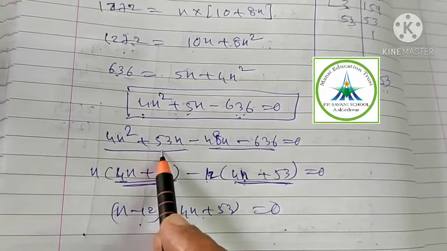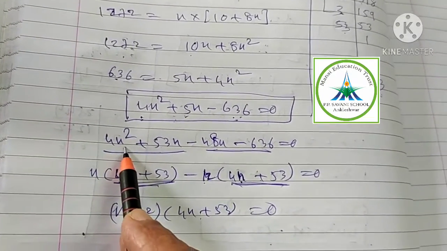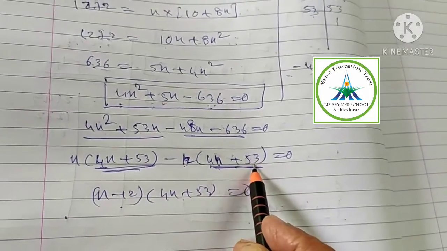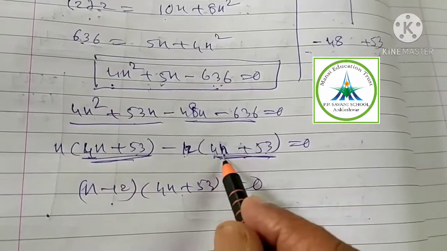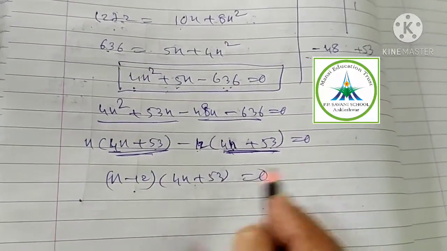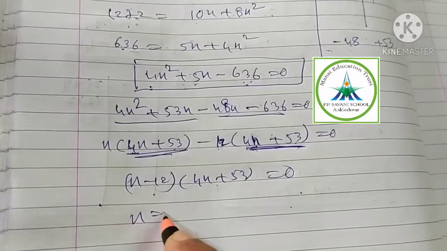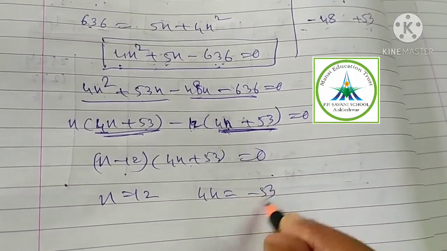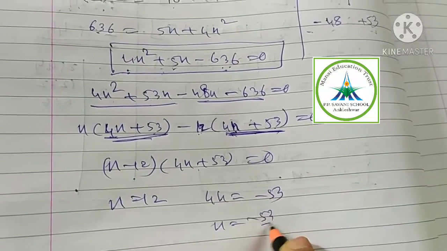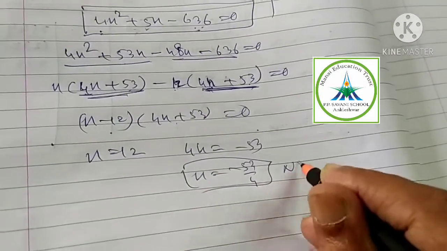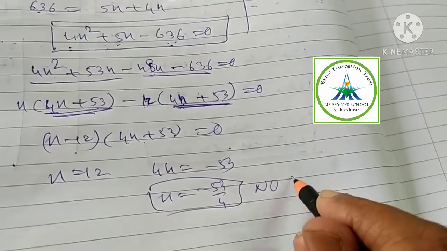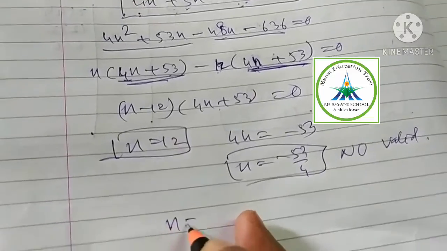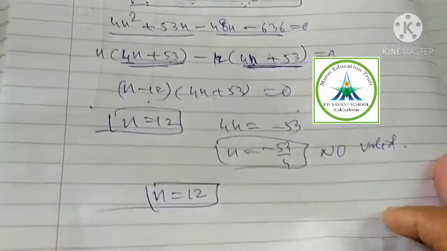4n square plus 53n, n is common. 4n plus 53, minus 12 common, 4n plus 53, because here it is 4n plus 53, so the second bracket will also be the same. That is the second bracket, so it's very easy. Now we take n equal to 12, and here 4n equal to minus 53. So n equal to minus 53 upon 4. This is not valid because n is never negative or a fraction. n is always a positive whole number. So n equal to 12. Correct answer.